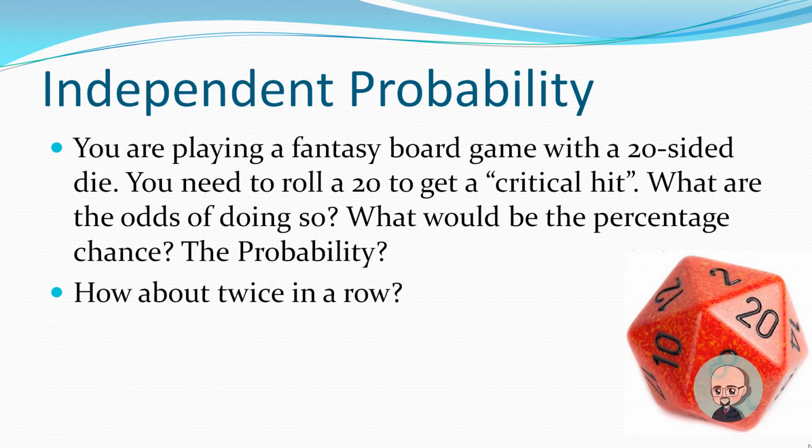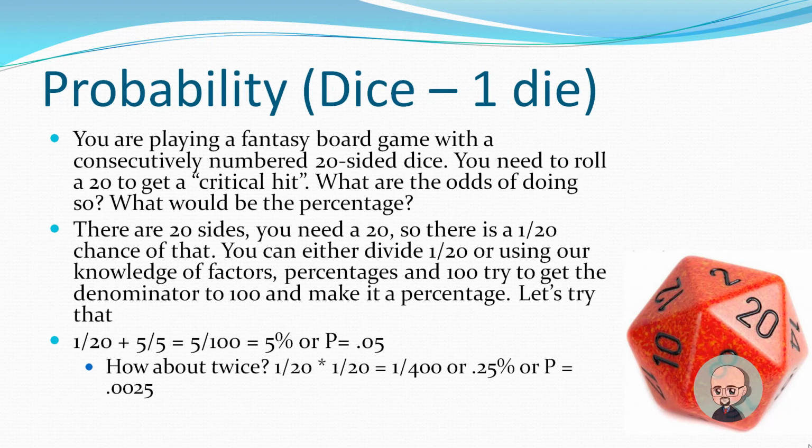Okay, we're back. So there are 20 sides. You need a 20, and there's a 1 in 20 chance of that. You can divide 1 by 20. We're using your knowledge of factors, percentages, and 100. Try to get the denominator to 100 and make it a percentage. Let's try that. So 1 over 20 times 5 over 5 equals 5 over 100 equals 5%, or P equals 0.05.